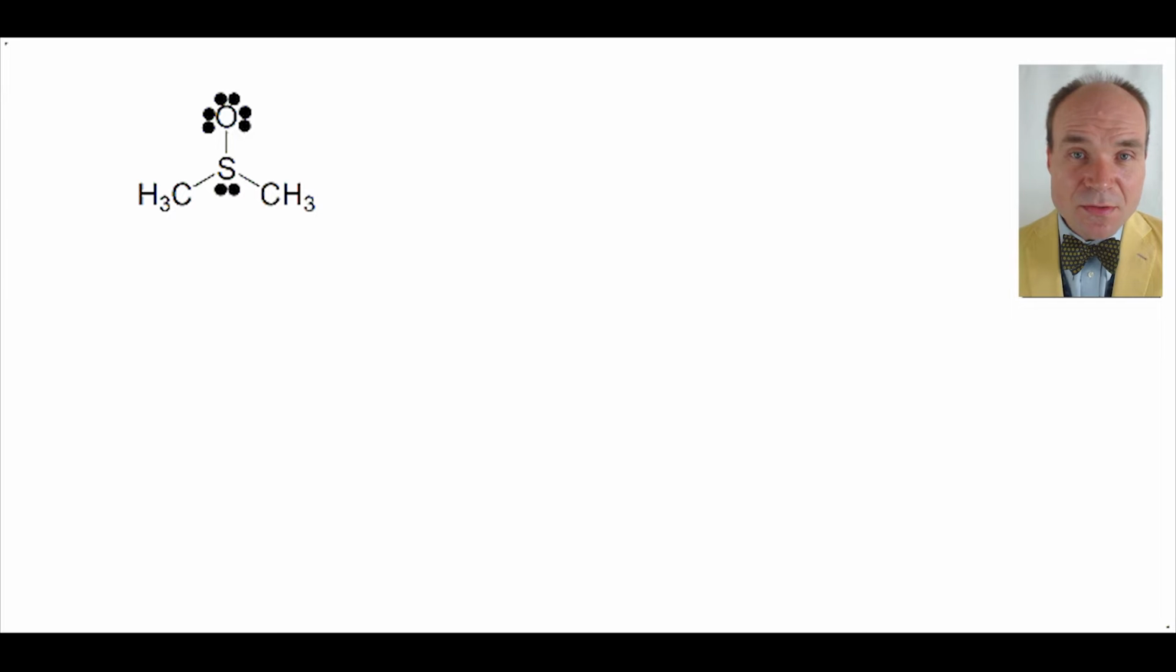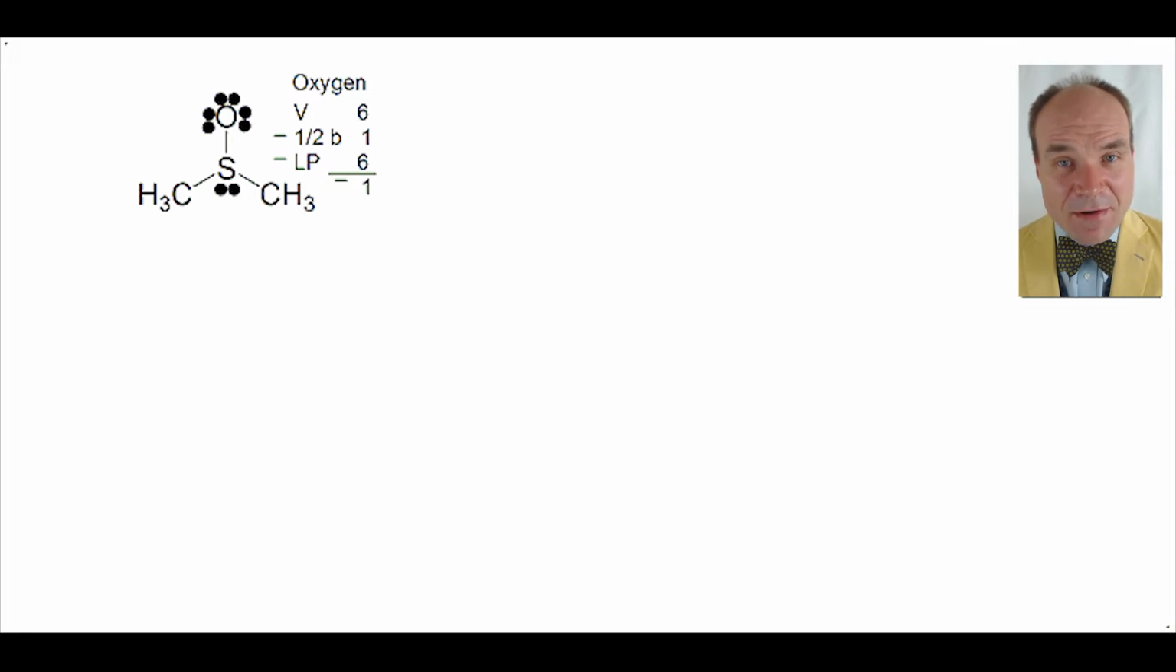Let's look at a molecule called dimethylsulphoxide. And initially, we're going to focus on the oxygen. What is the valence electron generally for oxygen? The answer is 6. Now we need to look at this specific atom in this specific molecule. Firstly, observe the number of bonds. Here we have one bond.